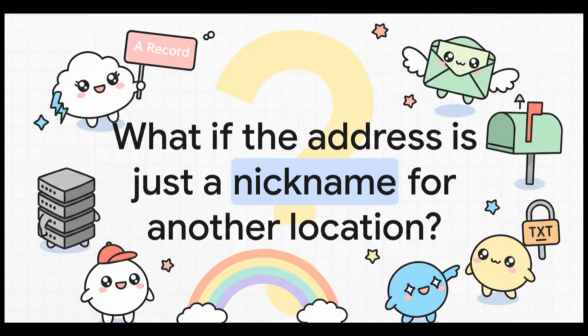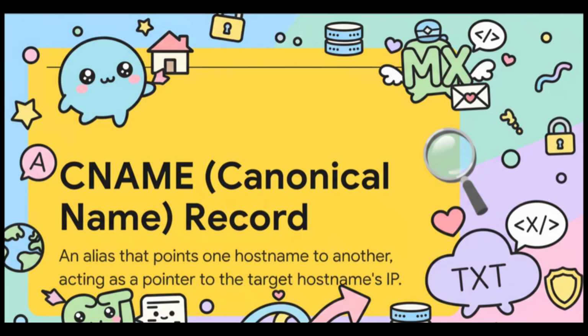Right, but what happens when the name you're looking for doesn't point to a number at all? What if it's just a nickname for another location? This happens all the time. And that's exactly where the CNAME, or canonical name record, steps in. It's basically a forwarding address. It tells your browser, whoa, hold on. The IP address you want isn't here. Go look up this other name instead. That's where you'll find it.